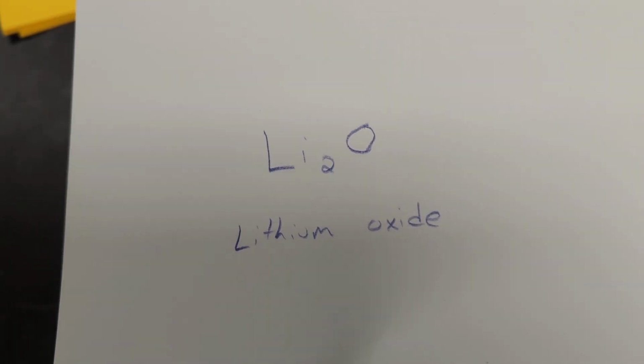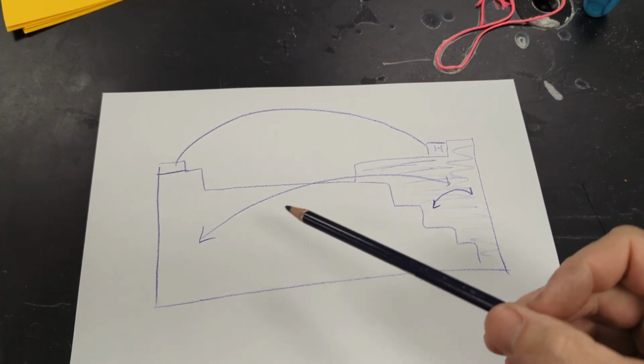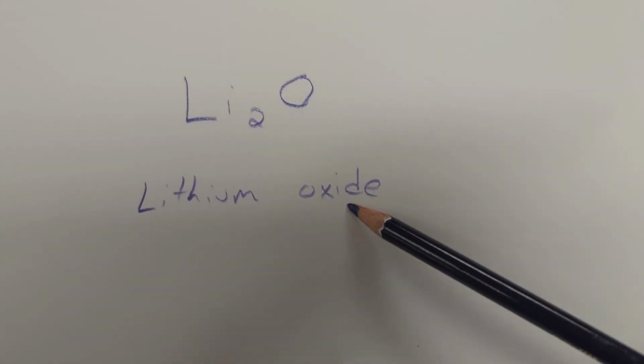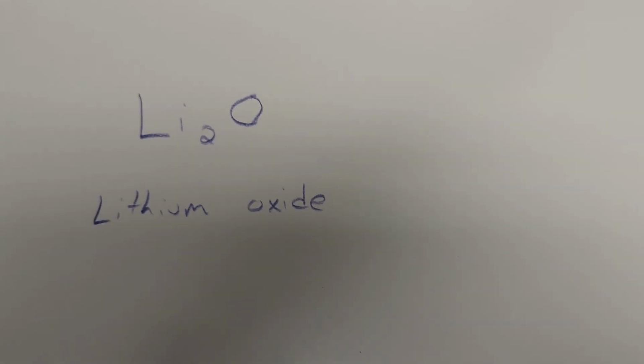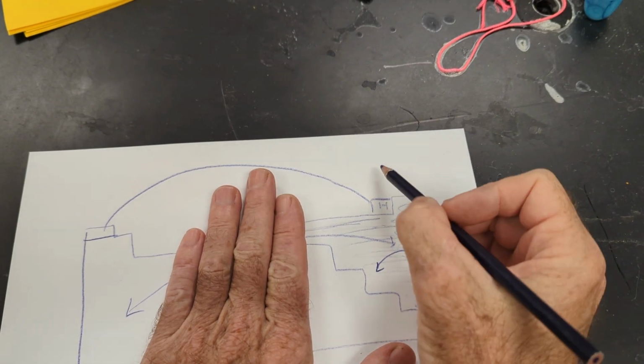Look at this formula right here. We've already done formulas like this before. Li2O, that's lithium oxide. Lithium oxide is one of these. It crosses the stairs. So all we do is throw an "ide" on the end of there. But remember, today's lesson is going to be about molecules.